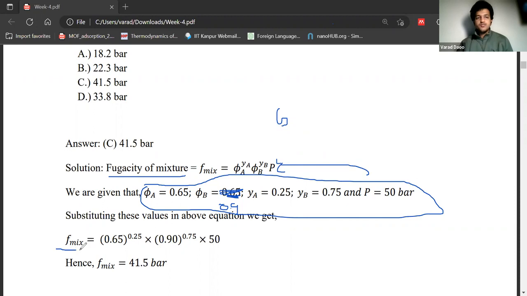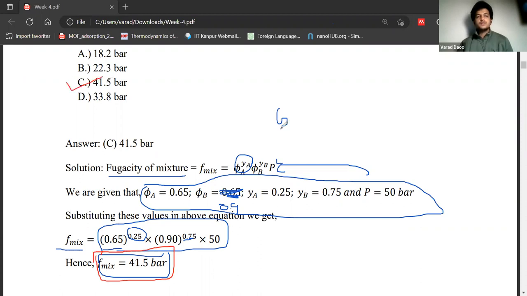what we get is F mix equal to (0.65) to the power y, right? It is the expression multiplied by (pi b) to the power yb multiplied by the total pressure. So when you solve this expression, it comes out to be around 41.5 bar. Okay, so the answer is: the fugacity of the mixture is 41.5 bar, which is option C.